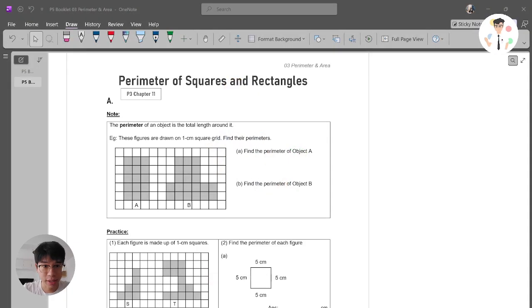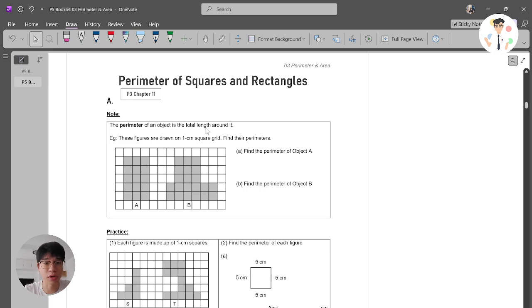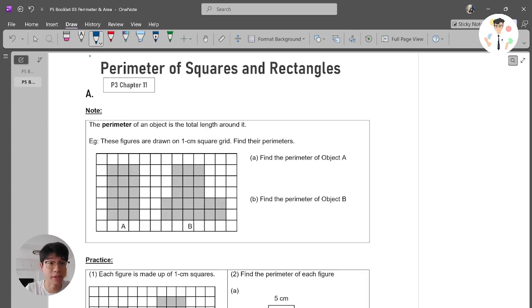Welcome back to digital class, and now we are looking at this booklet 3 perimeter and area, and now we are focusing on perimeter of squares and rectangles. So the first thing that we need to do is try to define what is perimeter. As you can see here, the perimeter of an object is the total length around it.